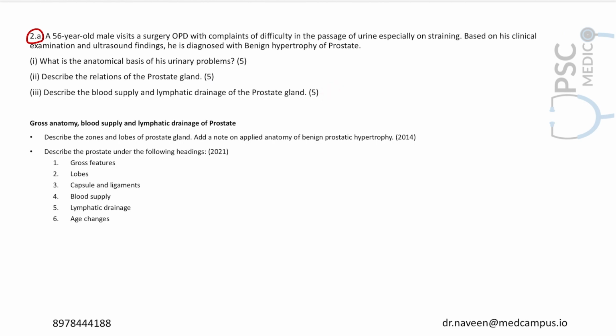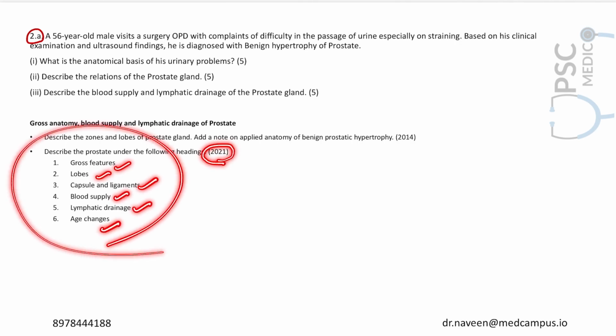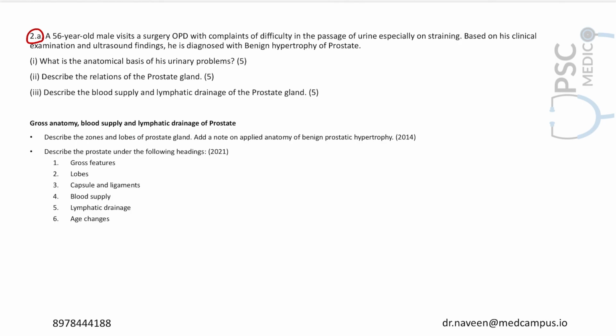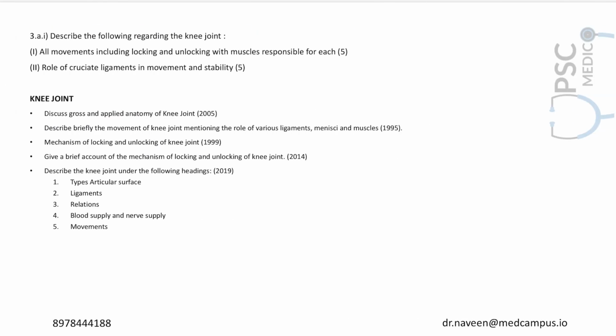Prostate gland is a very important part of the syllabus, and they did ask a question in 2021 about the gross features, lobes, capsules and ligaments, blood supply, lymphatic drainage and age changes associated with the prostate. And also when you read about the prostate in clinical anatomy, you also read about BPH. What is BPH and why is there BPH? I think this is the easiest question they can ask from the prostate, and it's a repeat. Now question number 3.8.1, that is again from anatomy. We all know there's no anatomy paper without a question on joints, that is hip, shoulder and knee joint.